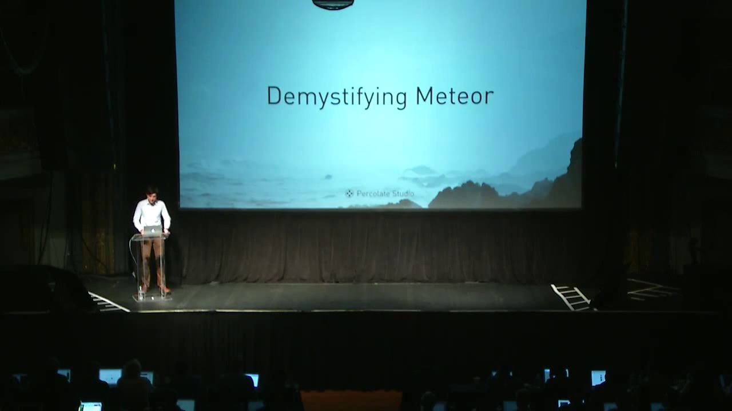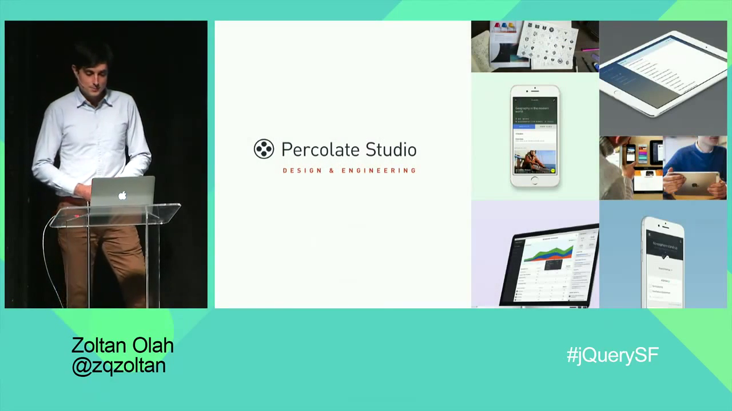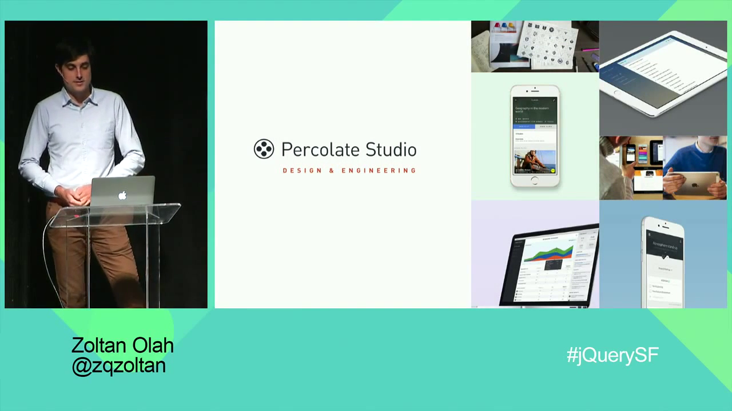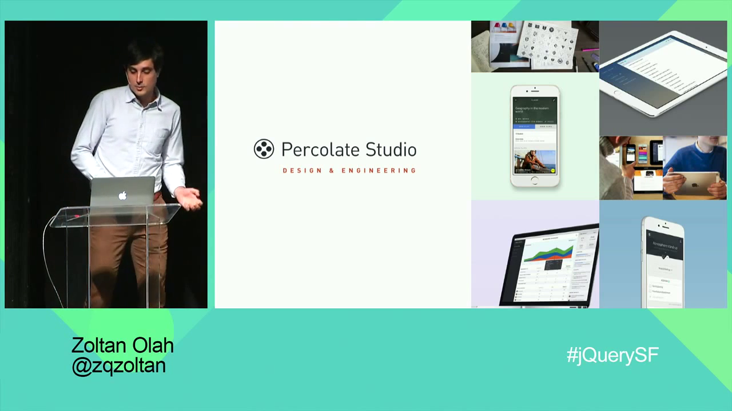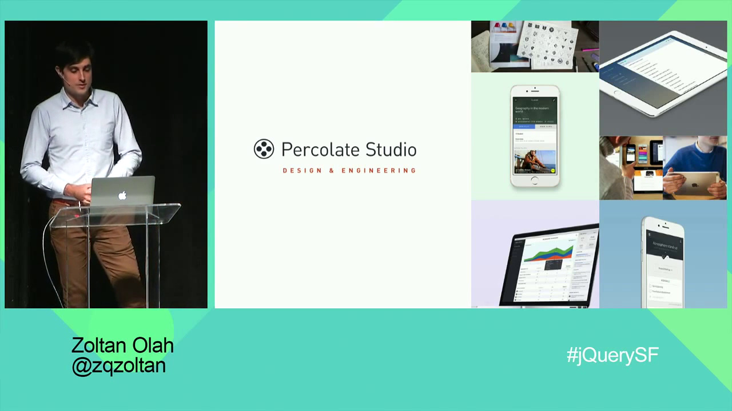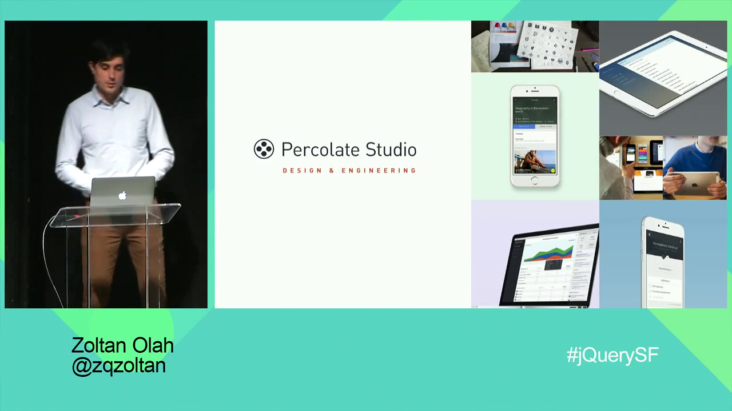Man, it's very bright. My name is Zoltan Olah, and I'm an engineer and co-founder at Percolate Studio. And we're a digital studio operating out of SF and Melbourne. We bring products to life from idea to conception, and our specialty is in front-end design and engineering. And we work almost exclusively in JavaScript with some Objective-C and Swift for mobile.